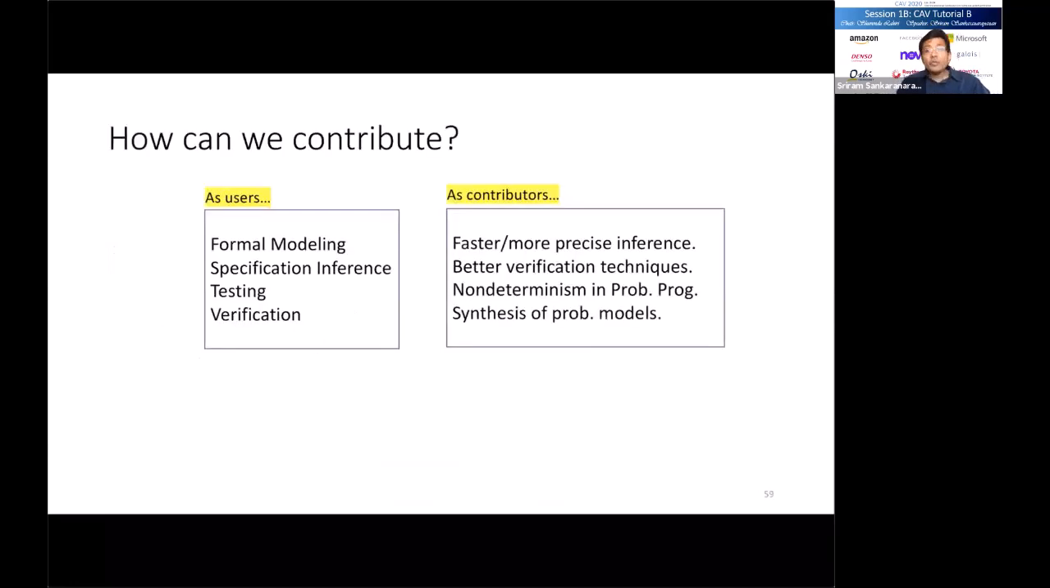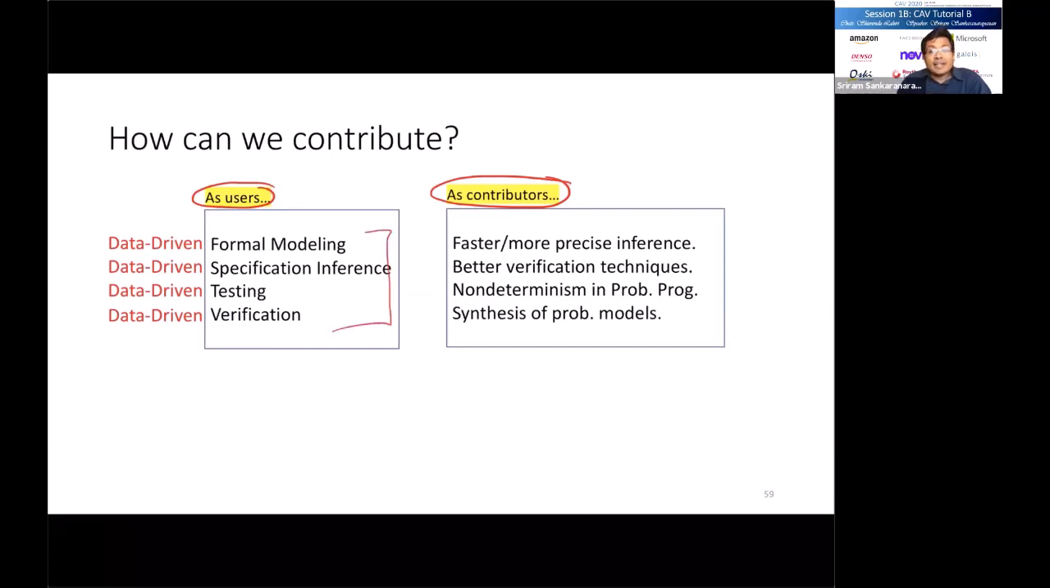So finally, let me get to the end of this talk where I wanted to talk about how can we contribute to probabilistic programming. Well, we can contribute in 2 ways. One is as users, another is as contributors. So as users, we want to talk about data-driven approaches. How do we do data-driven formal modeling, data-driven specification inference, data-driven testing, data-driven verification, where we incorporate data into how we do our standard verification tasks and do it in a precise, meaningful manner that builds confidence in the kind of systems we are verifying. We can also contribute as contributors, to make probabilistic programming even greater.